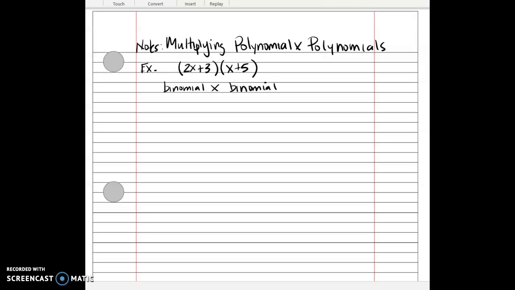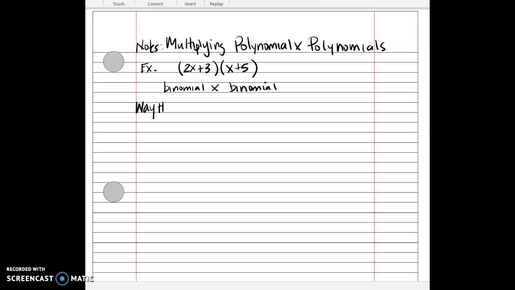I think there's at least 4, so we're going to talk about all 4 of these today, and then you get to pick your favorite way to do these. Now, some of the ways will work for any size polynomial, and some of them will only work for binomials. So let's take a look at our first way.